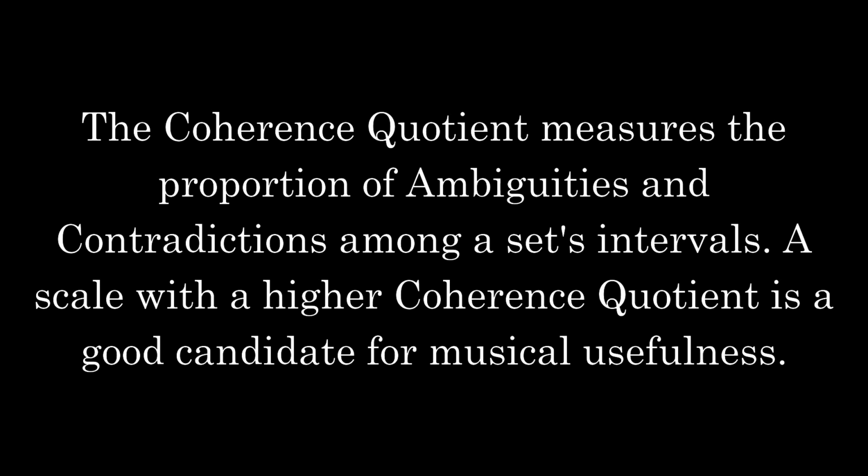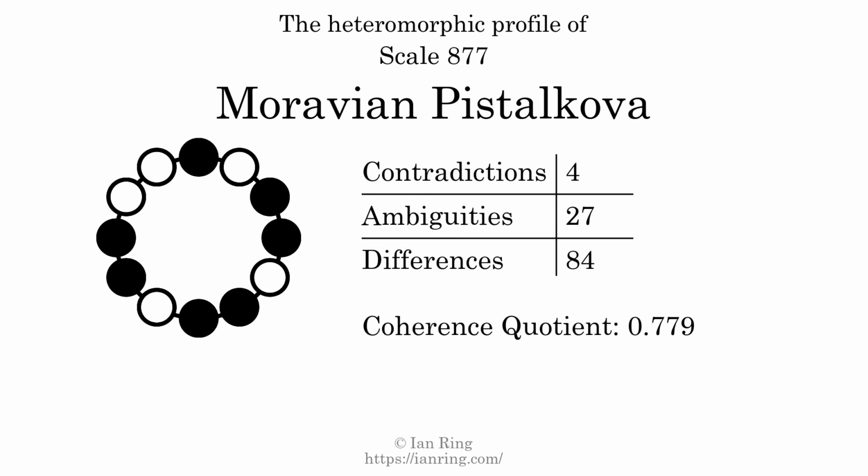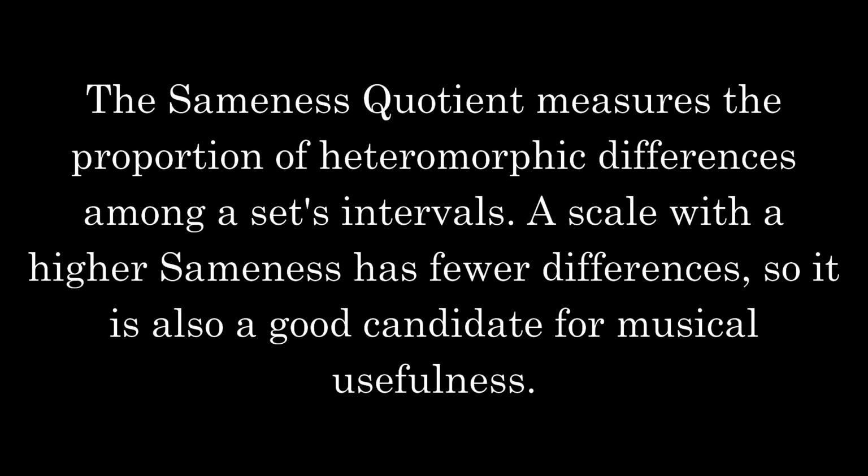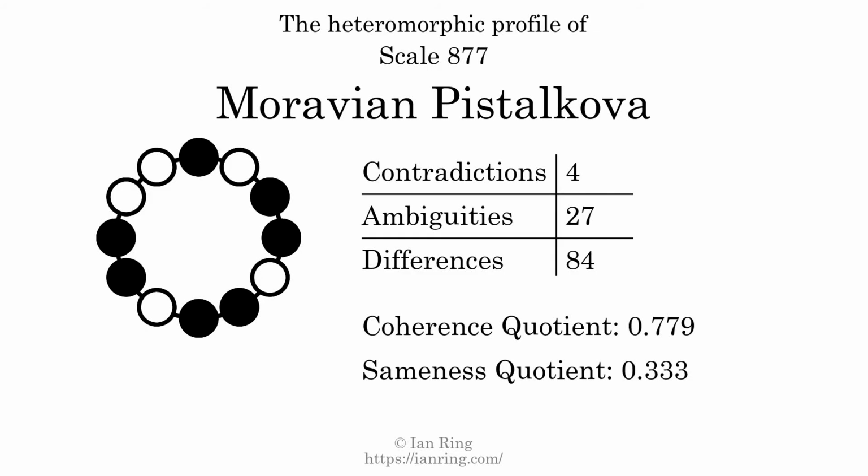The coherence quotient measures the proportion of ambiguities and contradictions among a set's intervals. A scale with a higher coherence quotient is a good candidate for musical usefulness. The coherence quotient is 0.779. The sameness quotient measures the proportion of heteromorphic differences among a set's intervals. A scale with a higher sameness has fewer differences, so it is also a good candidate for musical usefulness. The sameness quotient is 0.333.